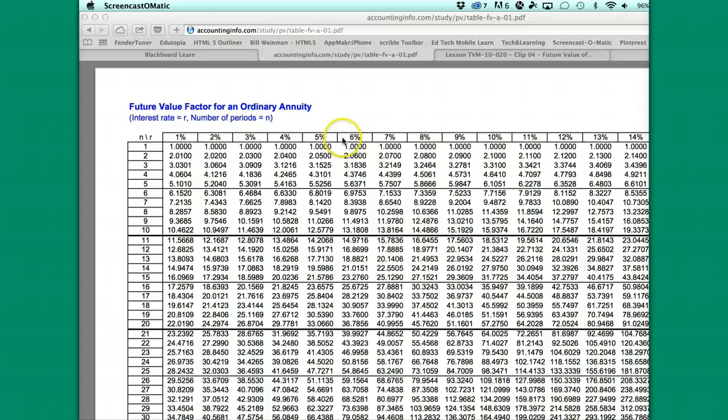So what we have to do is we have to multiply the periods, because there's 2 periods a year times 5 years. That's 10 periods. And it's 6% annual, but if every 6 months we're going to compound, we have to divide the 6 by 2 to get 3.